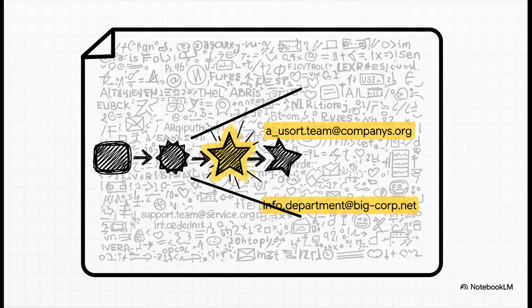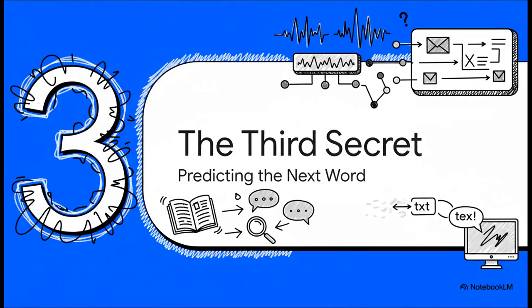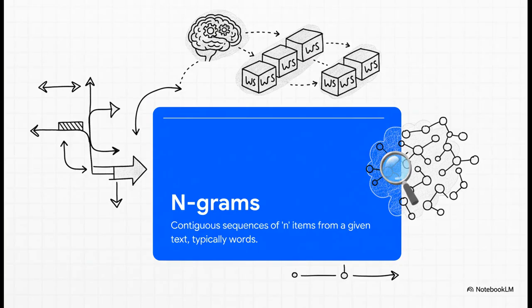Pretty cool, right? And that brings us to our third and final secret, which gets us right back to our original question. Okay, a computer can deconstruct words, it can find patterns, but how does it actually predict what you're going to say next? The key here is a concept called n-grams. Now, it sounds technical, but an n-gram is really just a continuous sequence of words. A computer analyzes billions and billions of these sequences from huge amounts of text to learn one very simple thing: which words tend to follow other words.